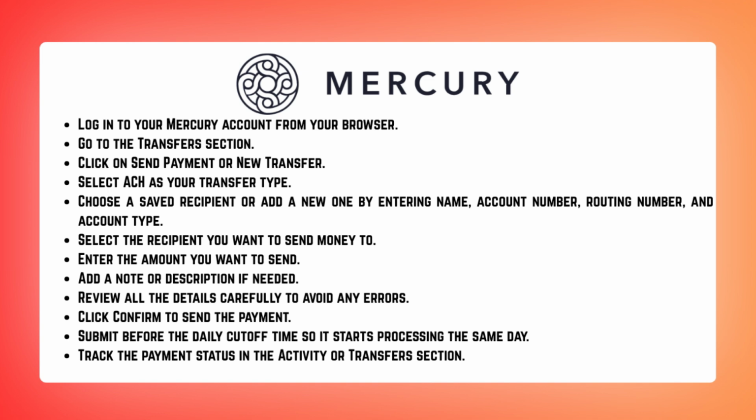Once you're inside your account, go to the Transfers tab. This is where you'll manage all outgoing and incoming payments, including ACH transfers. Next, click on Send Payment or New Transfer. You'll be asked to choose the type of transfer, so make sure you select ACH. This option is usually free and takes about 1 to 3 business days to process, depending on timing and bank processing schedules.